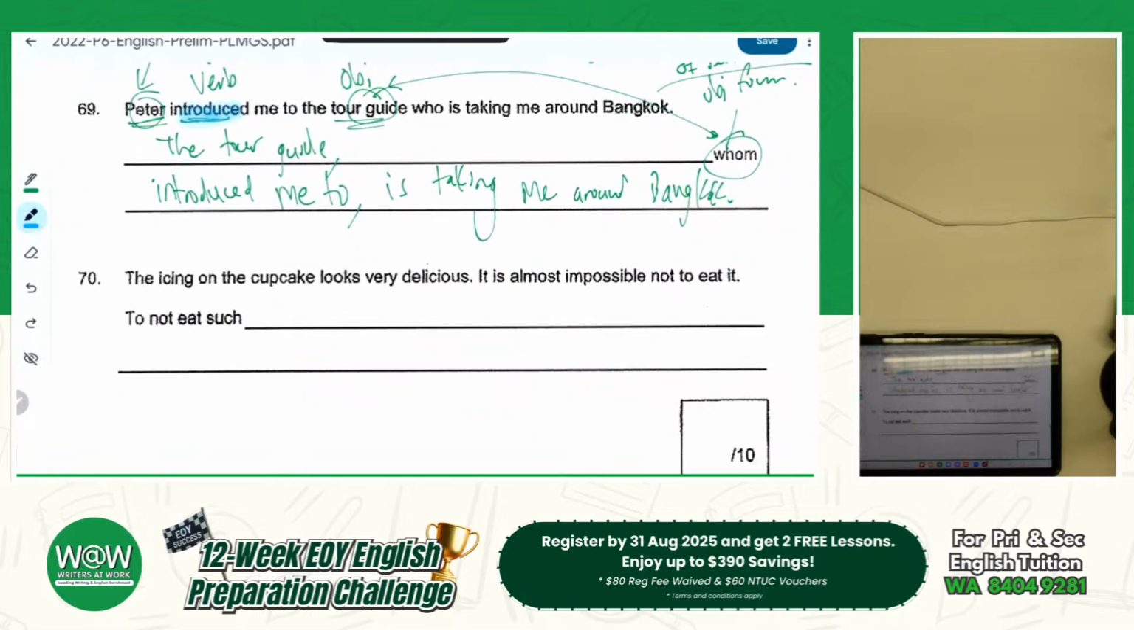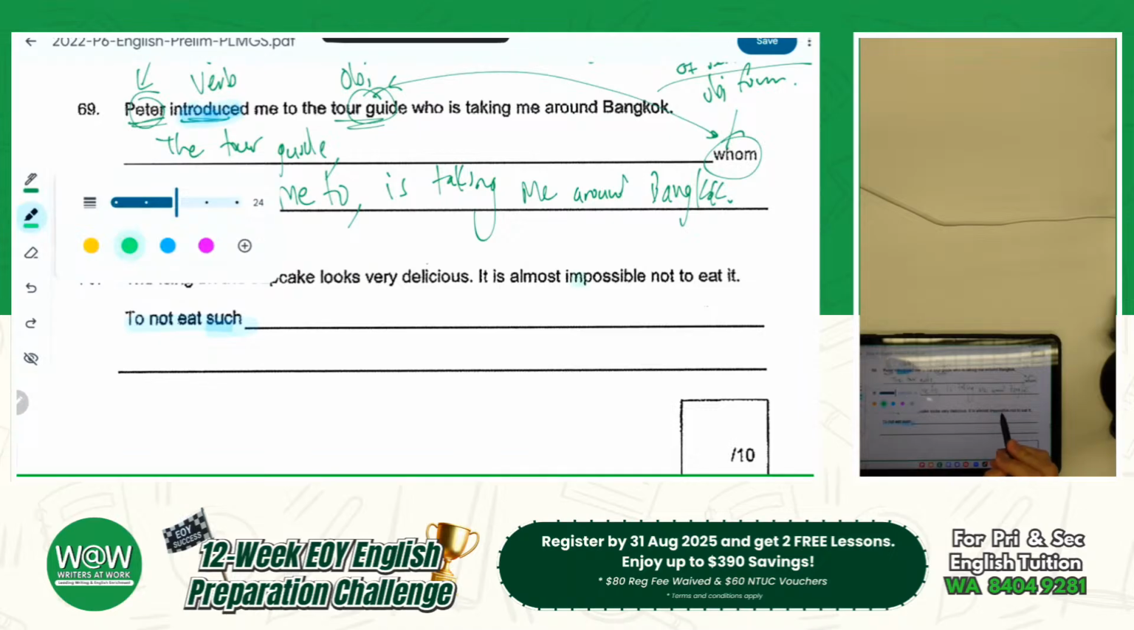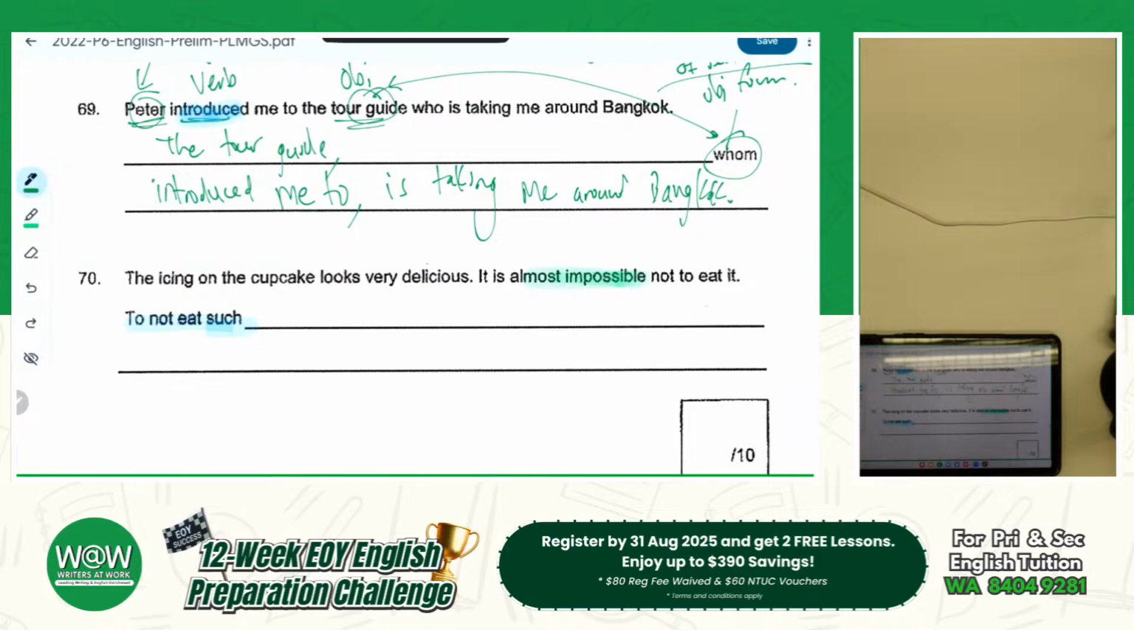Okay, now we are looking at our last question now, question 17. The icing on the cupcake looks very delicious. It's impossible not to eat it. So you can see it's a bit more challenging now when they give to not eat such. Okay, so how do we go about this? Now, we look at the question, it says almost impossible. That means there's 100% chance of eating it.